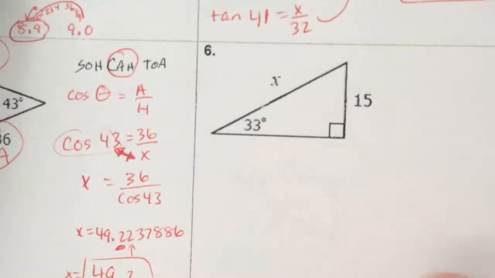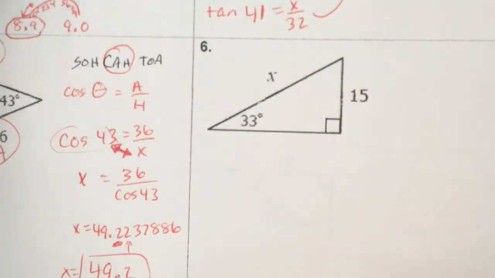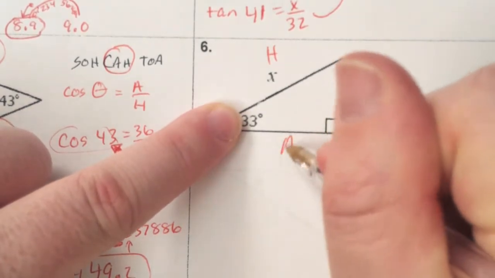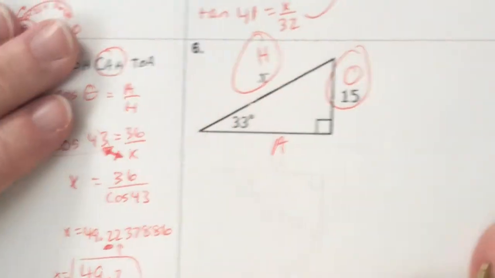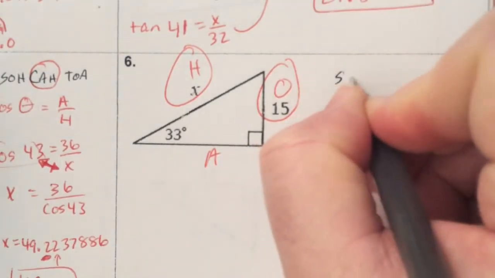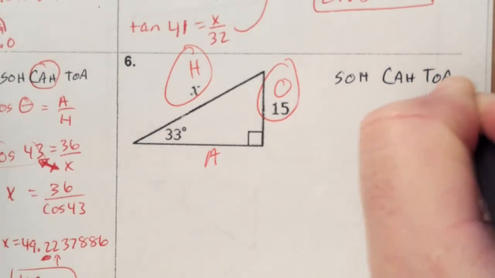All right, number 6. On this one right here, label H, O, and your leftover is A. What trig function are you going to use? Let's see. CAH, TOA.